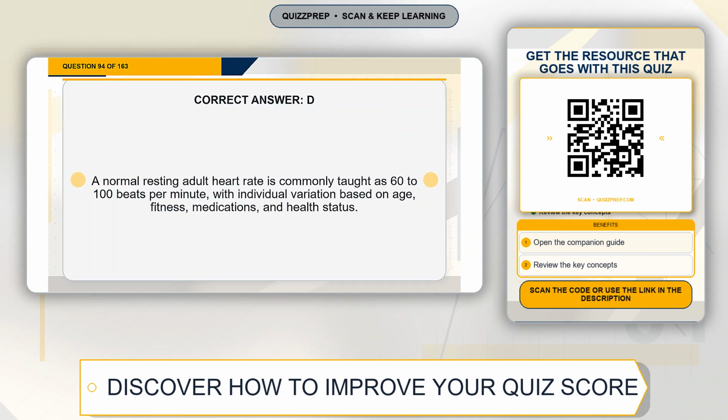Explanation. A normal resting adult heart rate is commonly taught as 60 to 100 beats per minute, with individual variation based on age, fitness, medications, and health status.